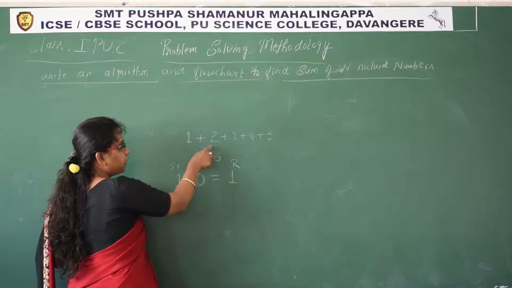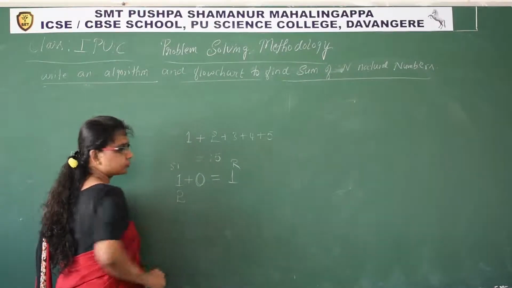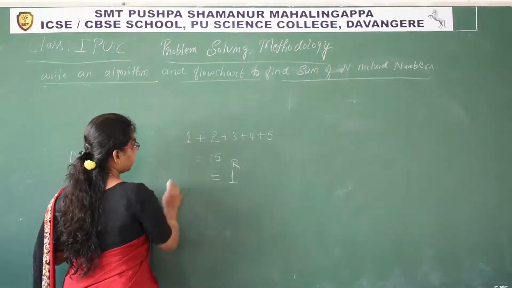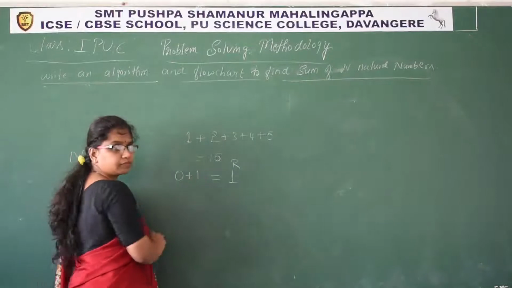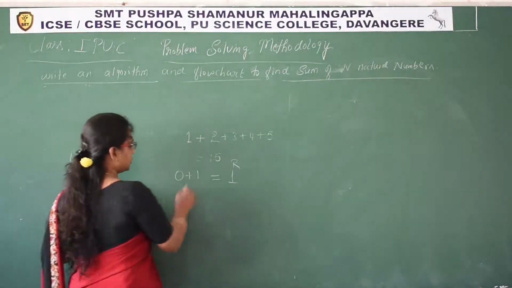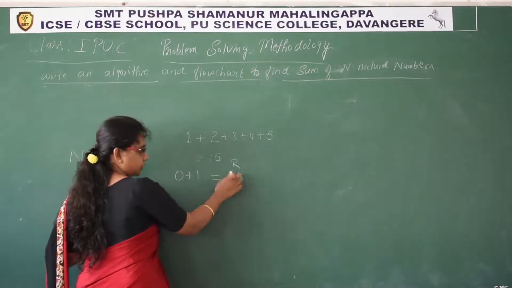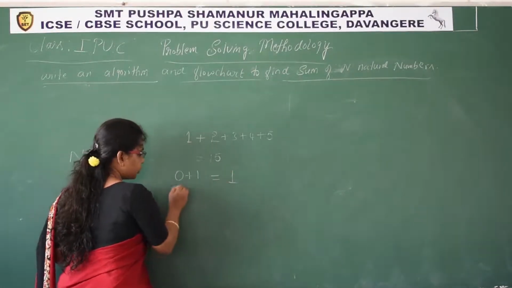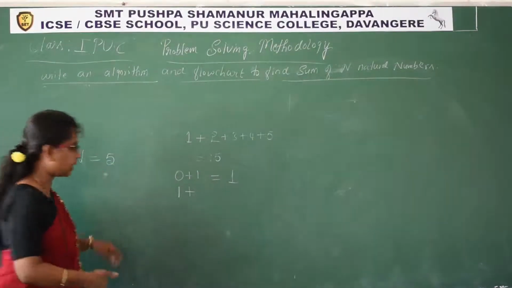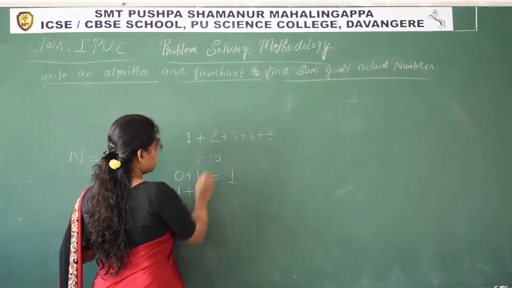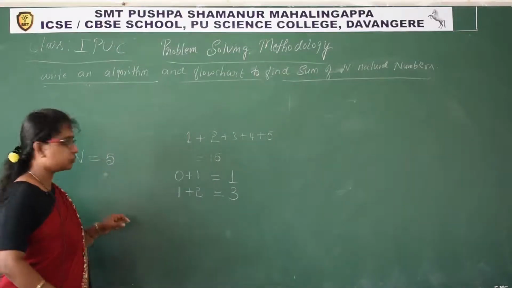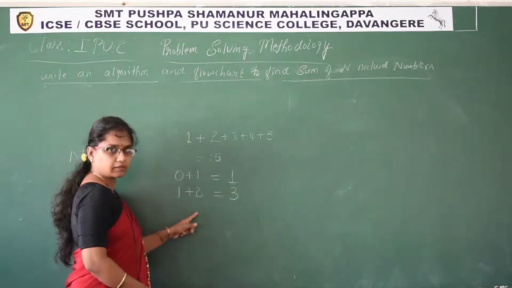In the next step 2, I add 0 to the first 1. 0 plus 1, this number I took as an initial value, then it gave 1. Next, 1 plus, again, this 1, the previous result, becomes the addend, plus the next number, 2. 1 plus 2, what is the answer? 3. Now again it has to become an addend.